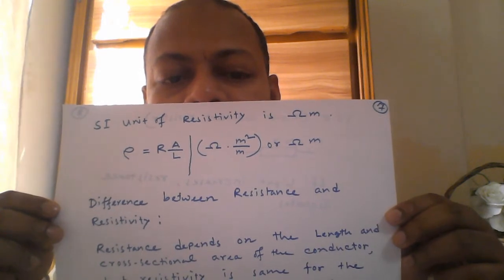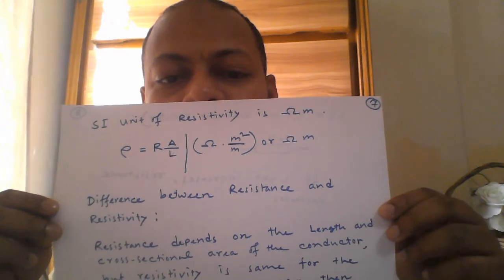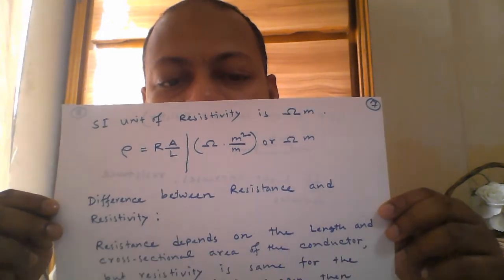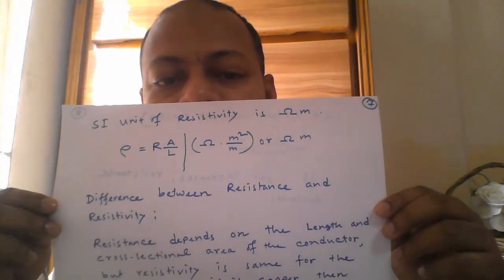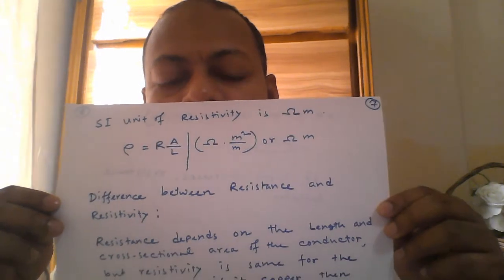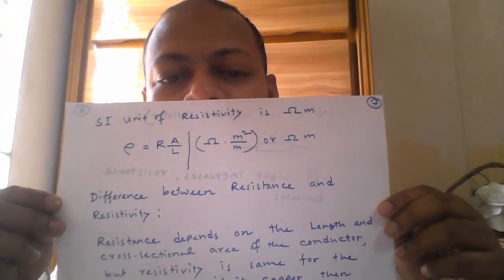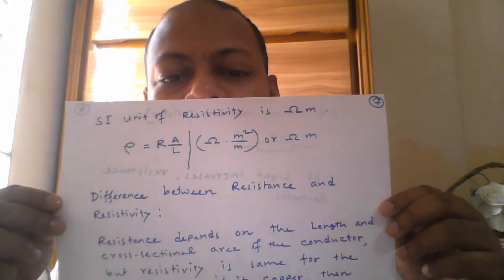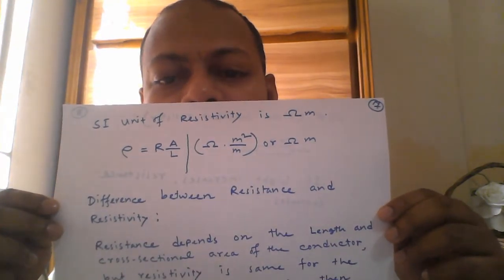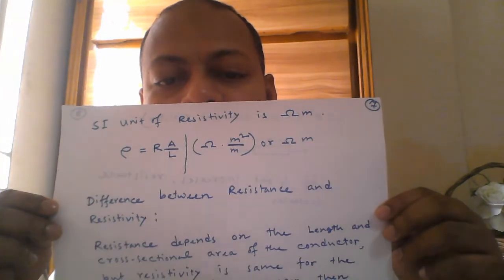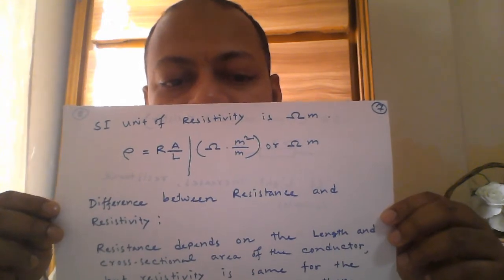I showed you here, I wrote the formula. Look, rho equals R A by L. You know that the SI unit of R, resistance, is ohm. Cross-sectional area means pi r square, so its SI unit will be meter square. Then length, the unit you know, that is meter. If you make it simpler, then it comes ohm meter. Meter square by meter, then 1 meter goes. So we have here ohm meter.